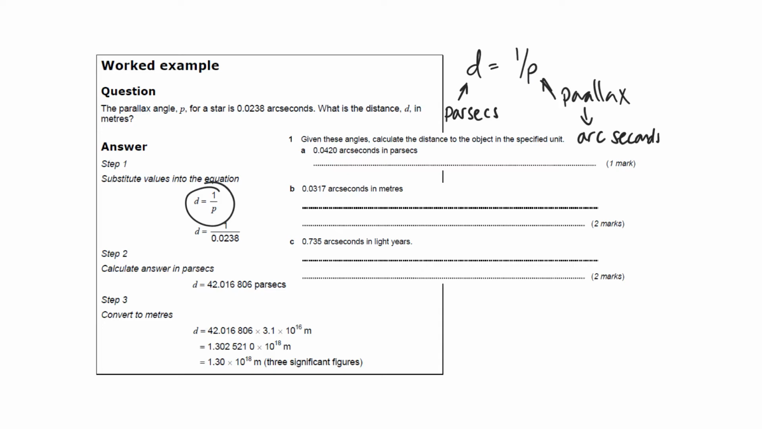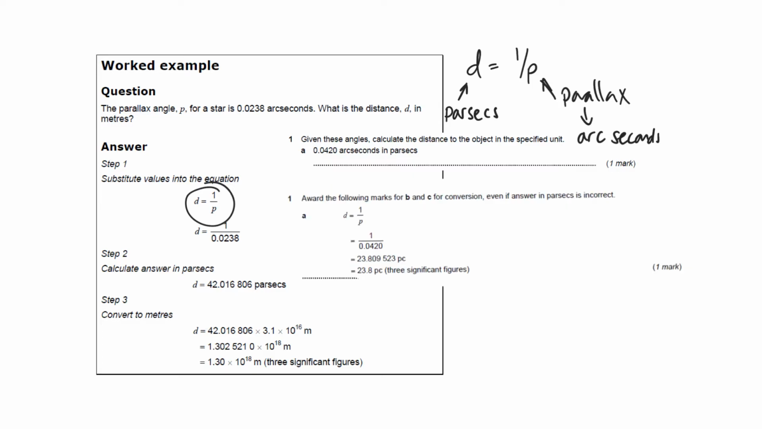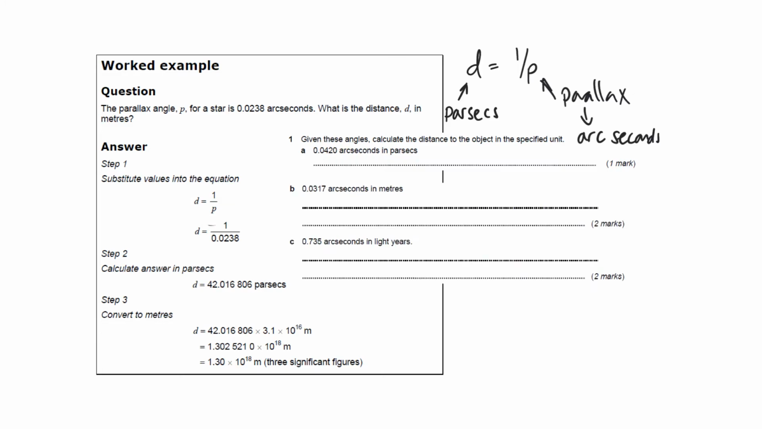So what we need to do is cheat. We've got the answers in front of me. We've got the 1 over p, with the parallax being that really tiny number in arc seconds. That gives us a distance in parsecs, and it's given to 3 significant figures, just because we've got 3 significant figures there. Okay, on to part B.